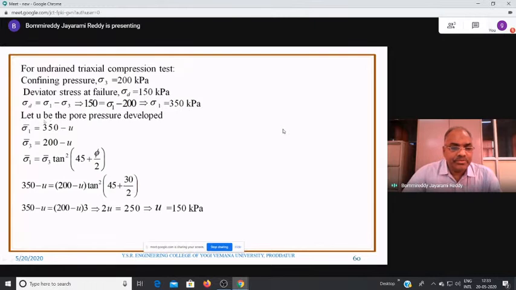So now let U be the pore pressure developed. So what is sigma 1 bar? Sigma 1 bar means 350 minus U. Sigma 3 bar means 200 minus U, because sigma 3 is 200. Sigma 1 is 350 here, so 350 minus U. And sigma 1 bar equals sigma 3 bar tan square of 45 plus phi by 2. In this, find out the U value. The only unknown parameter here is U, so get the value of U.